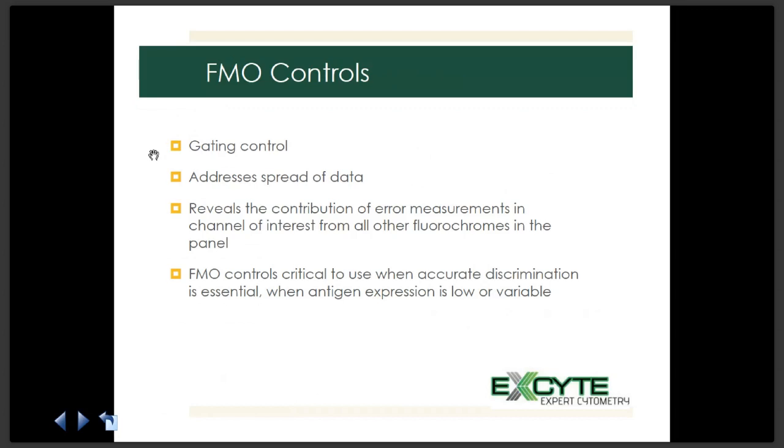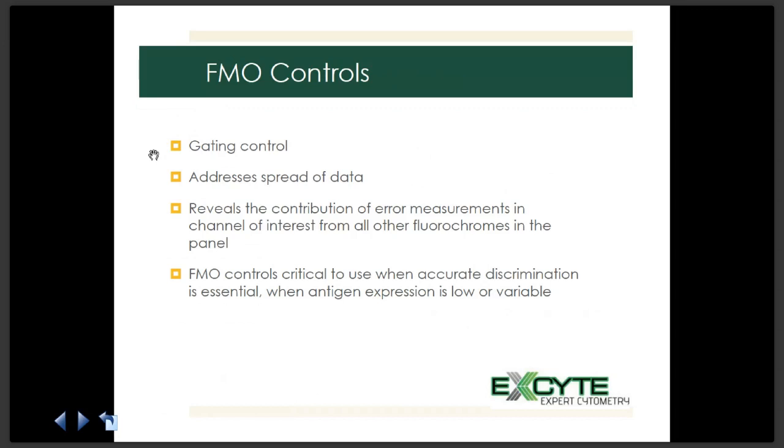When I'm developing a polychromatic flow panel, as I'm going through the validation steps, I will run every FMO control. The goal of running every control at the beginning of the experiment is to determine which controls are essential for me to properly gate and identify the populations of interest. Those controls that do not add value to that process, I won't carry forward into production, when I'm actually running the assay for real. So, for example, it's unlikely that I would use a viability, live-dead, or dump channel FMO.